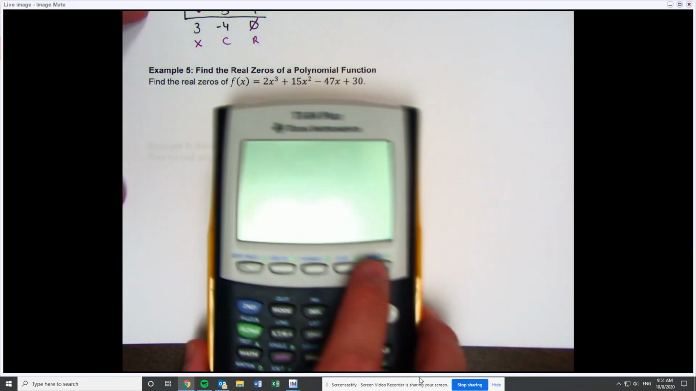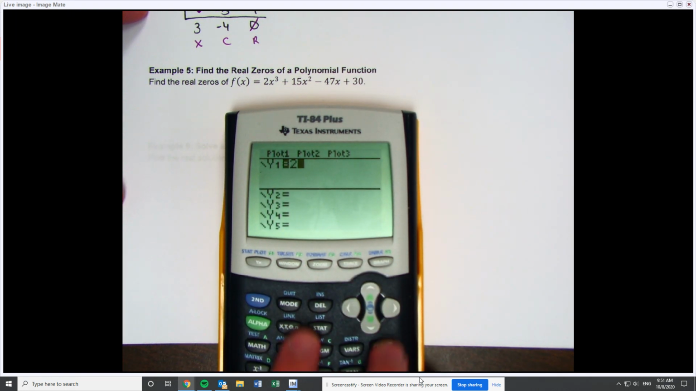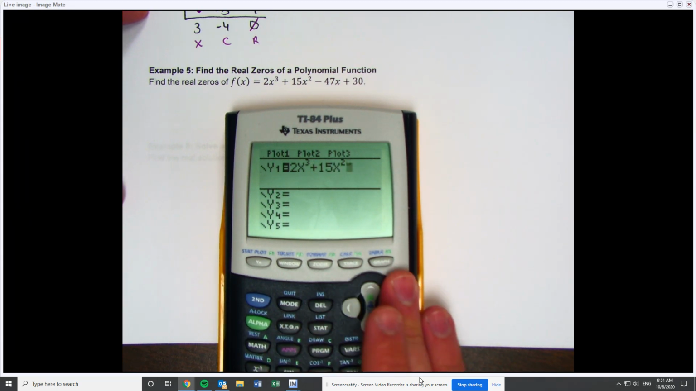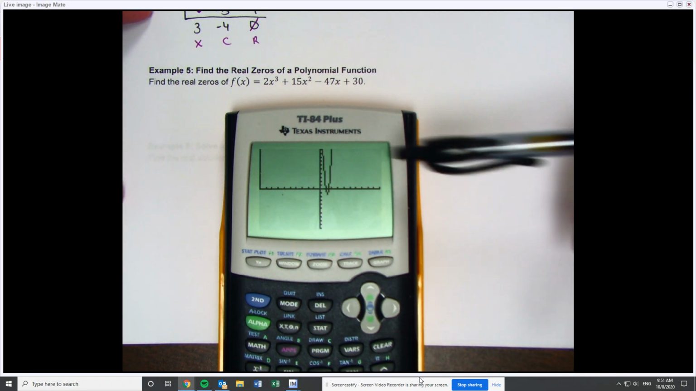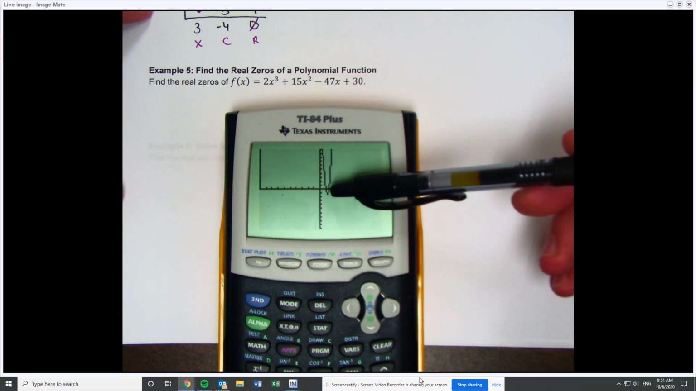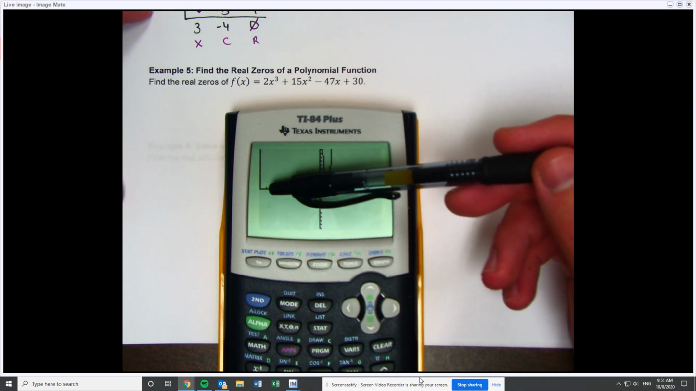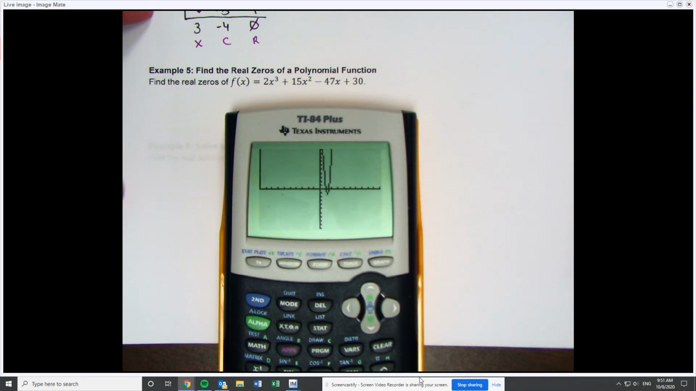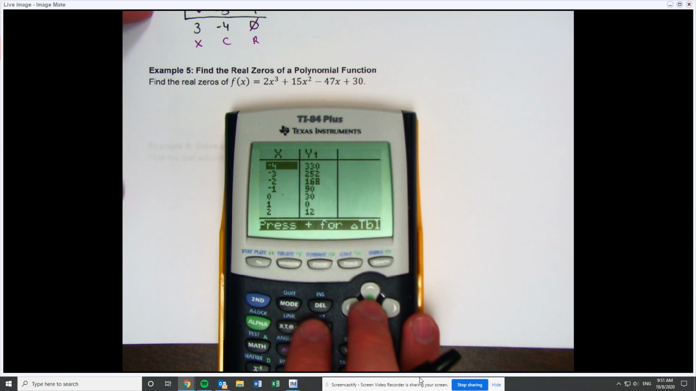I'm going to take my polynomial and put it in my graphing calculator. So I'll do 2x to the third plus 15x squared minus 47x plus 30. Looking at this one, I see that I have 3 zeros. I cross over here, and then I cross and I cross again. So this one, counting over, is negative 10. And one of these looks like it's 1. So I know I have 2 for sure, and another one looks like it might be somewhere else.